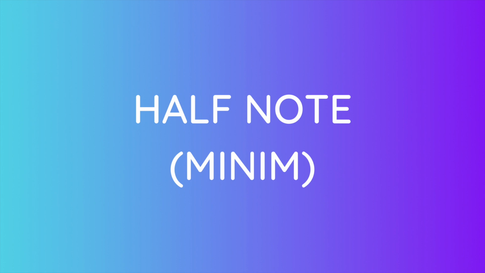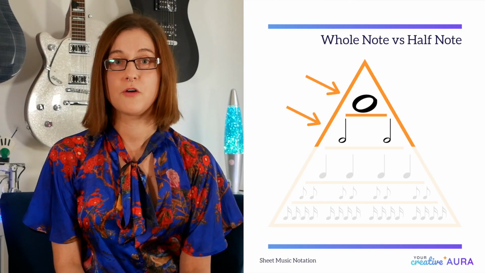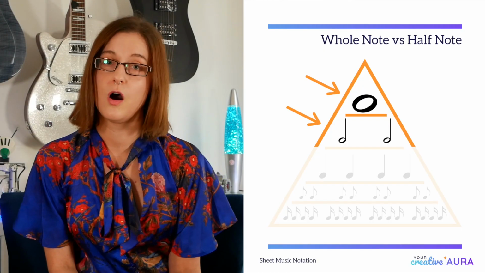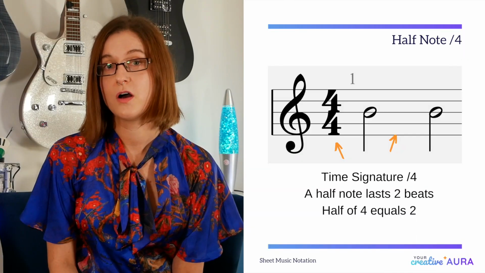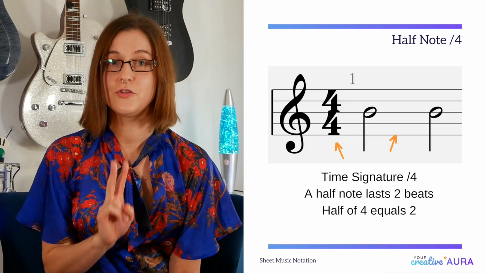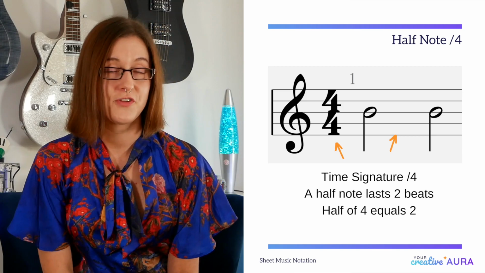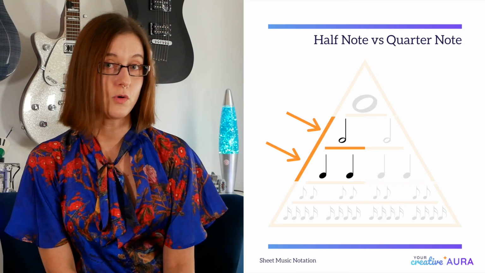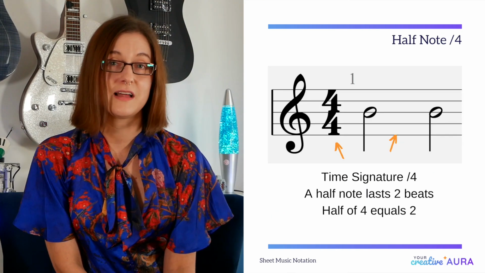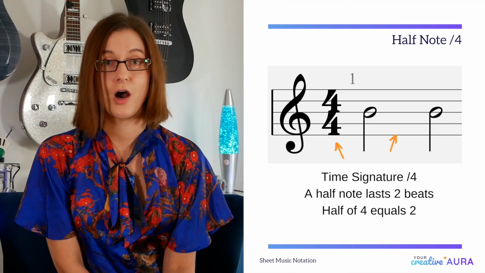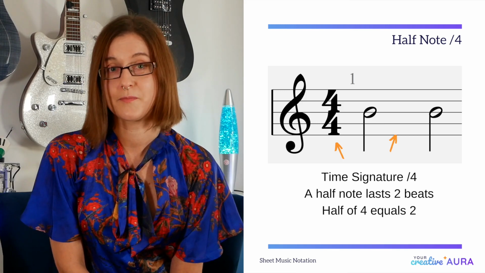Now, regardless of time signature, 2 half notes will always equal a whole note. So let's examine it in the /4 time signature. In time signature 4/4, a half note will last 2 beats because a half note is equal to 2 quarter notes. Therefore, you need 2 half notes to fill the entire bar, as the bar requires 4 beats.